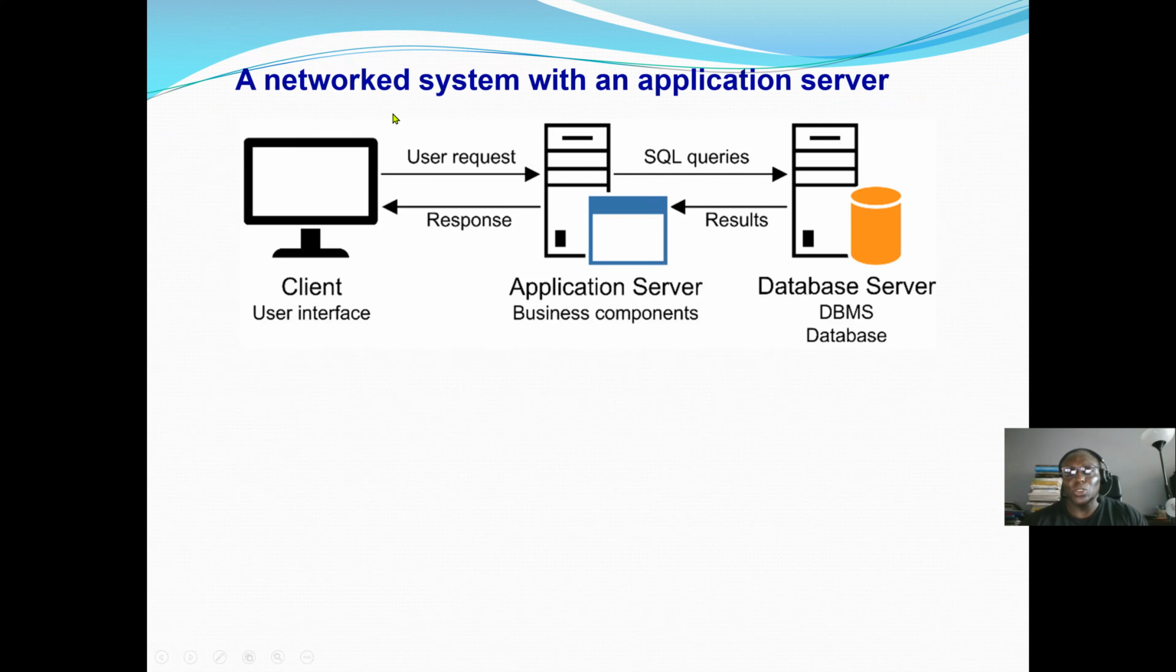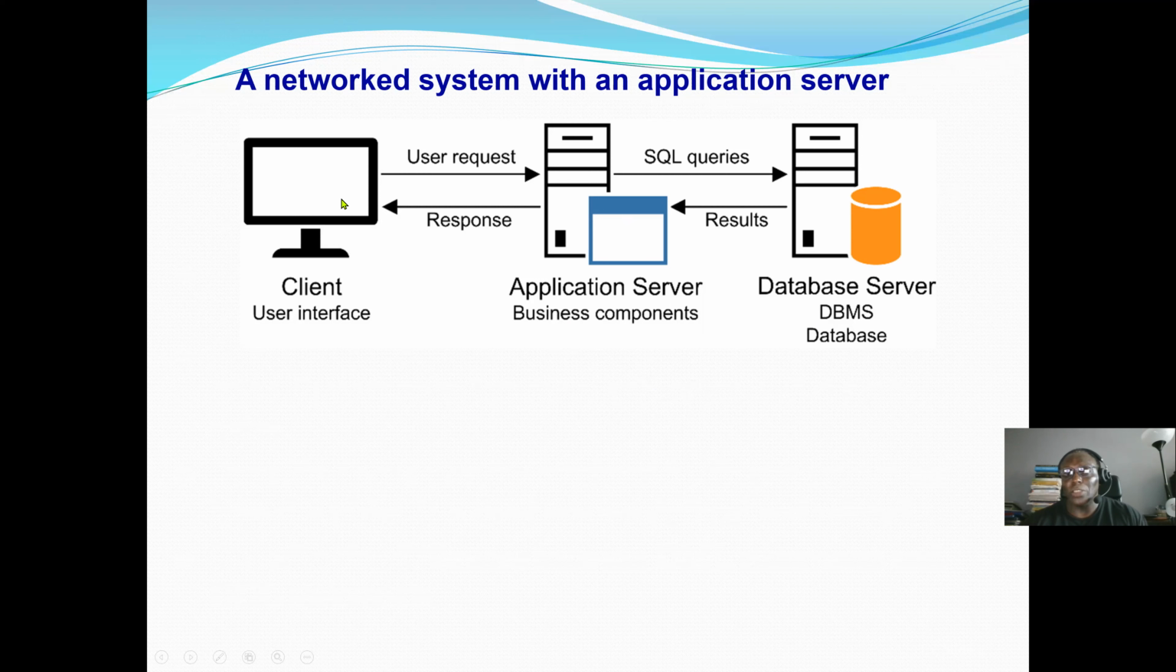So this is what we're trying to explain. We can see here we have a network system with an application server. The client is where the user normally interfaces with the system. If we have a network system, then we may have a database server. The database server is where the database management system application is installed, and also the data of the organization. Then we may have the application server, which will interact with the database server.